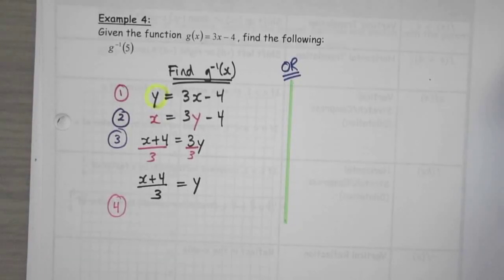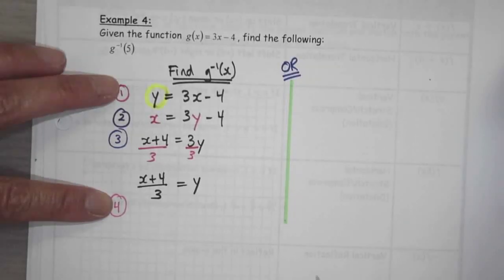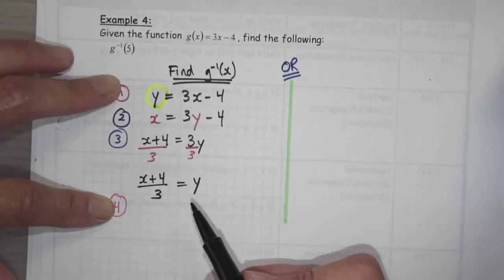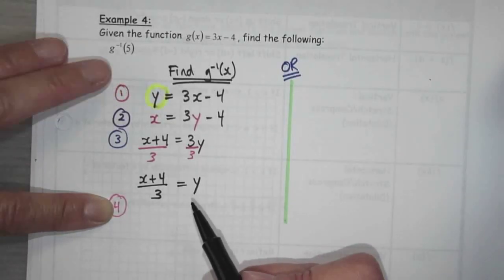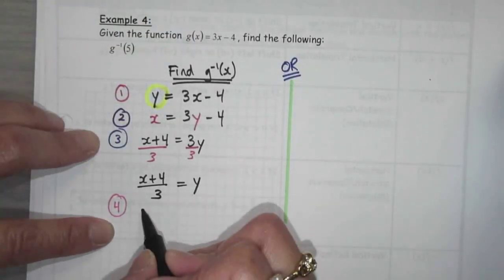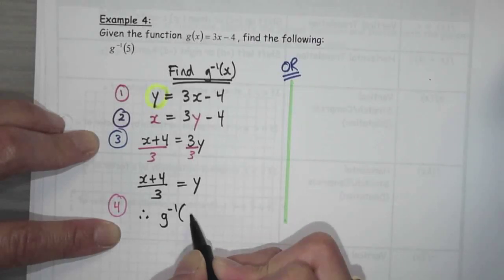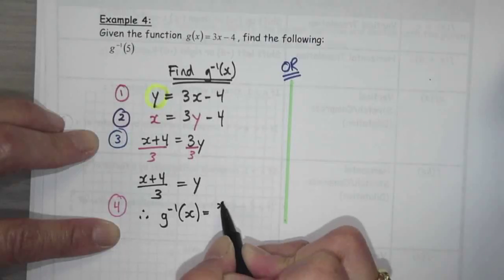Step 4, decide. Match it with step 1. Is it still a function? Yes, because I gave you the hint that we've aligned to a line. So we're going to use that inverse notation. You go therefore. You don't have to do the therefore, but this one, inverse of g at x equals.